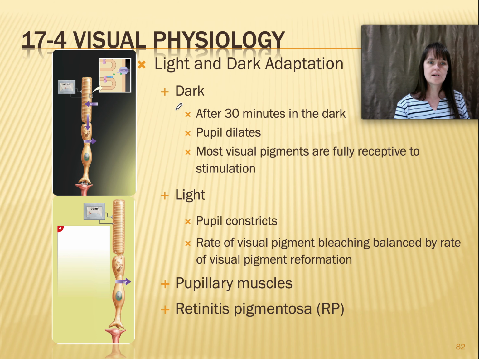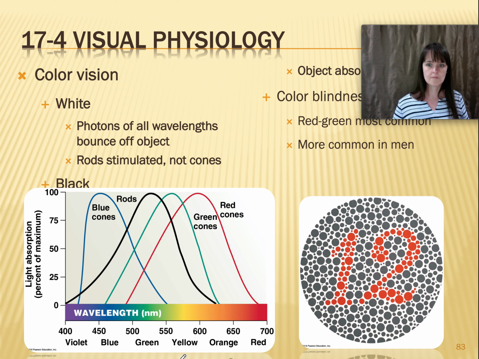All right, so the dark adapted state, we already saw this one. Photons of all wavelengths bounce off objects. Rods are stimulated, but not the cones, for white. And then the objects absorb all the photons for black. And then color blindness: red-green is most common and more common in men.